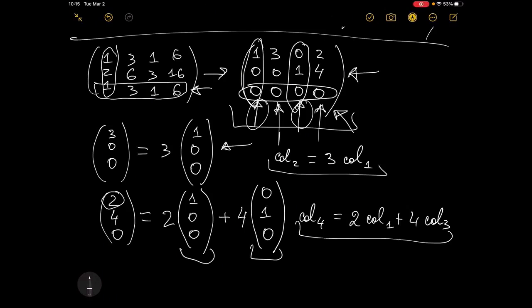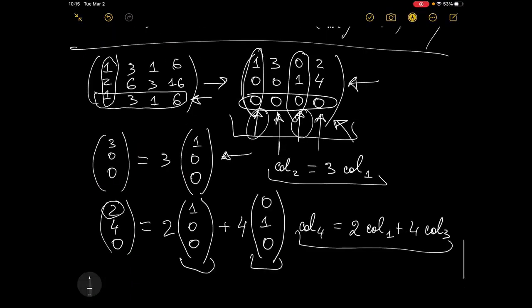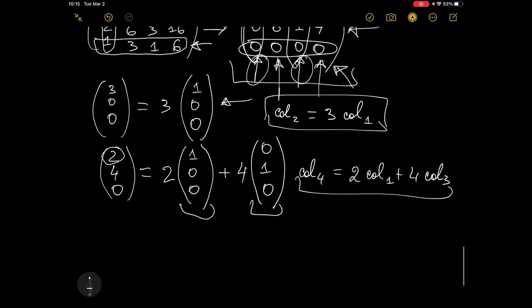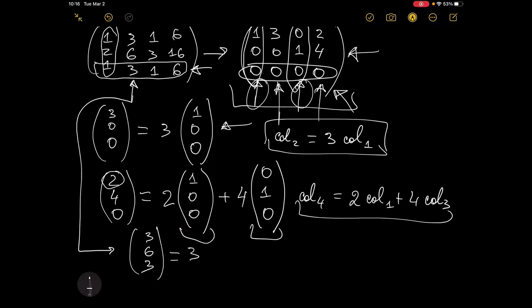It's clear. Okay, but we have proven that relations between columns do not change under elementary row operations, right? It means that if here I had this relation, which is very easy to see in the reduced row echelon form, then have a look. Column 2 here is 3, 6, 3. It's equal to 3 column 1 here, right? Clear or not?